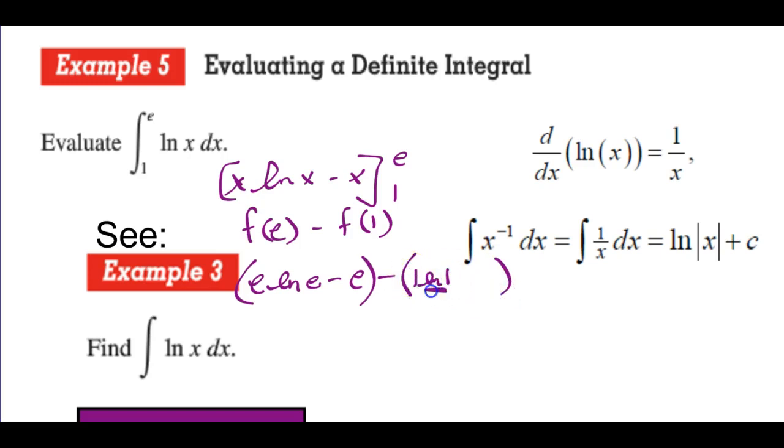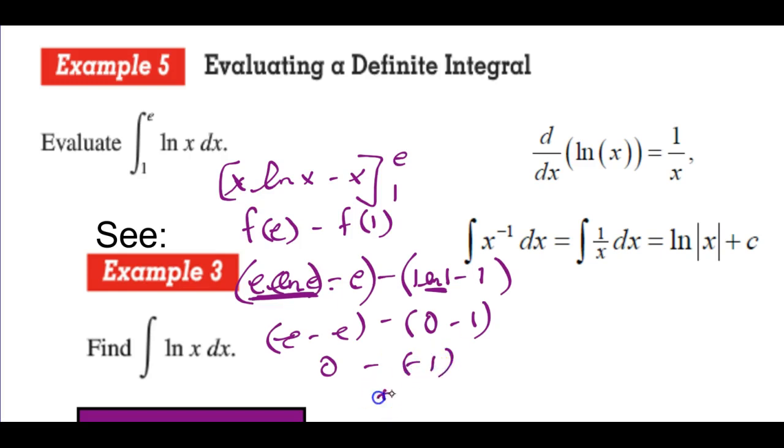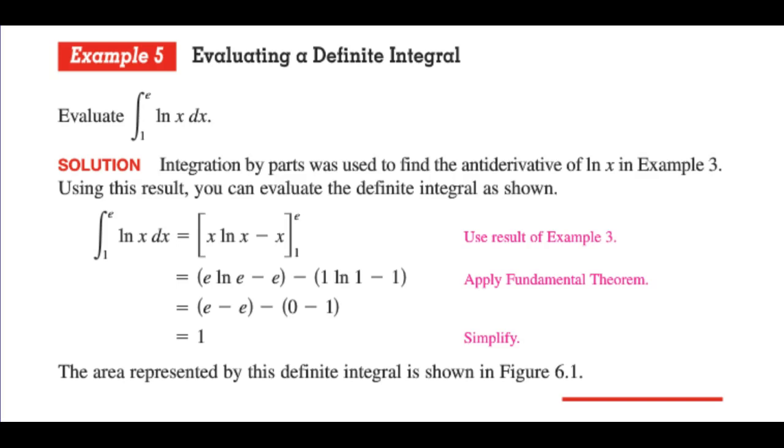Do you know what the ln of 1 is? That's a 0, minus 1. So 0 minus 1 here, and then the ln of e is 1, so that's e minus e, which hopefully you know is 0, and 0 minus negative 1 becomes a positive 1. So good, we get the same answer as the author. All we're doing is applying the fundamental theorem of calculus to this as well.